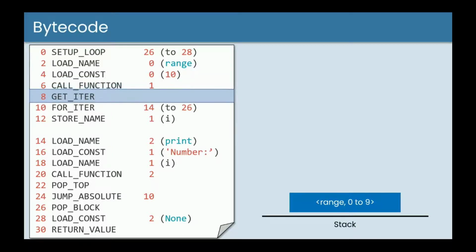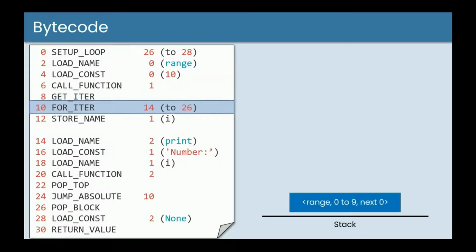This getIterator function, as I just described, takes an iterable and converts it into an iterator. Now that it's the iterator, it's got a next value that it'll go to when we next ask it for one. So it's a range from 0 to 9, and the next value we pull out of it will be 0.